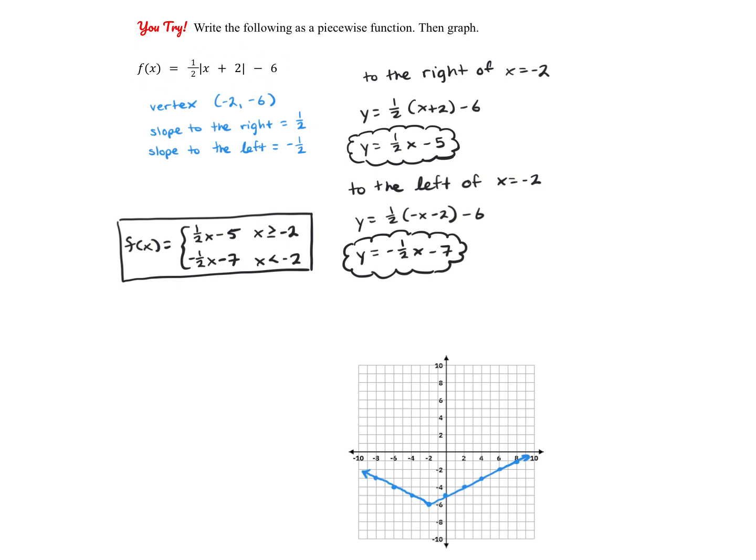From this form, we could see that our vertex is negative 2, negative 6, and we know the slope to the right is 1/2, and the slope on the left is negative 1/2. Then here's my equation to the right. Again, absolute values just turn to parentheses. And to the left of our vertex, everything inside the absolute value becomes opposite. And then I just distribute and combine like terms. And again, my crossover point is always going to be the x value of the vertex.